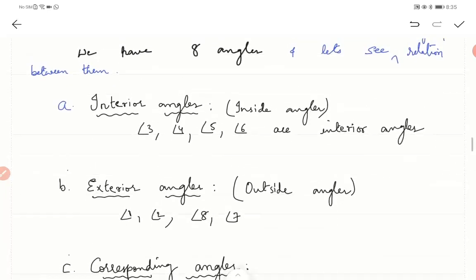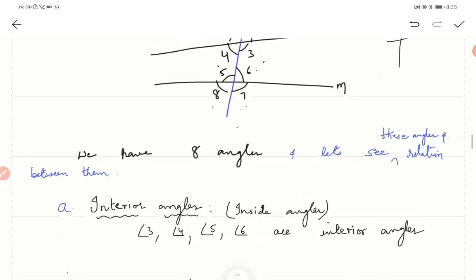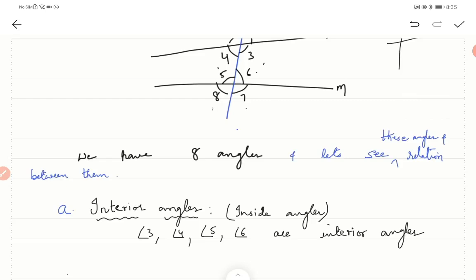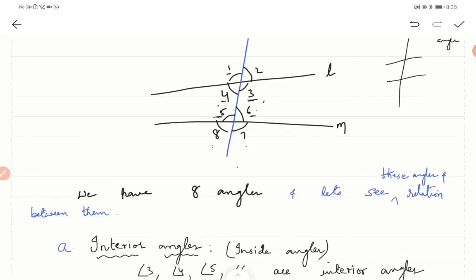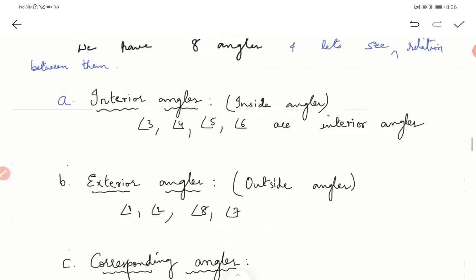As I've told you, interior angles are the inside angles. So from this figure you can say angle 3, angle 4, angle 5, angle 6 are interior angles, and exterior angles are what? Angle 1, angle 2, angle 7, angle 8, isn't it? That is what we've got here.